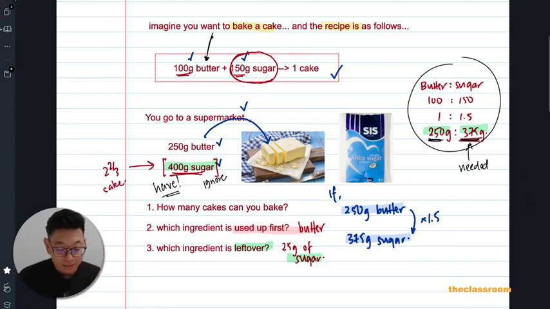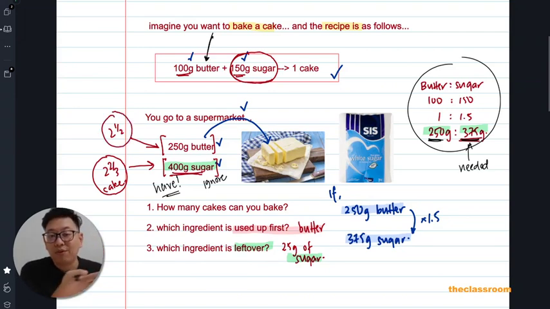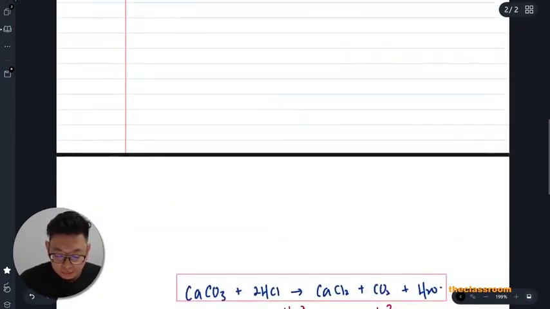But based on your butter, all right, you can only bake 2.5 cakes, correct? So obviously your butter is limiting because if you were to use up all your sugar, you can bake 2 2/3 cakes, so 2.67 cakes. If you're talking about butter, I can only bake 2.5 cakes. So obviously butter is what you call limiting, right? Because I will have run out of butter before I run out of sugar. So same thing here, right?